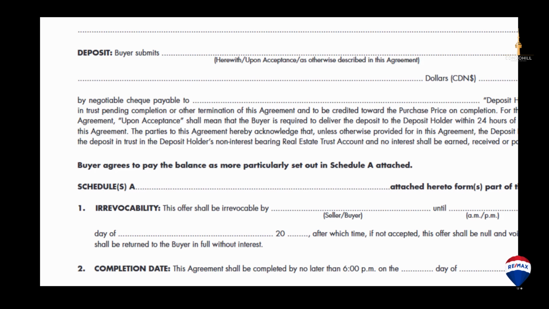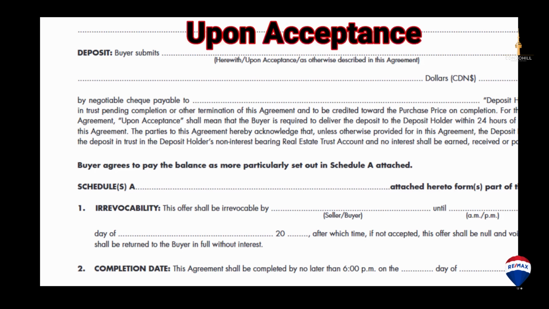Example. The buyer submits herewith a deposit of $10,000 by certified check. This means the $10,000 certified check is physically attached to the offer.